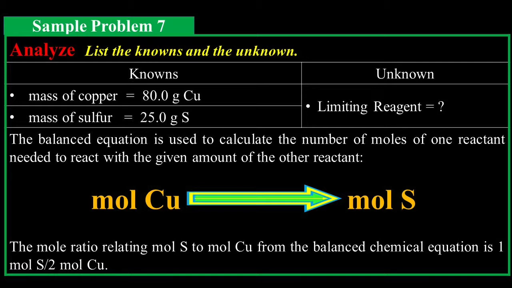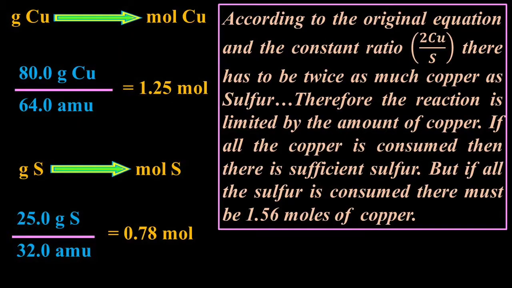The balanced equation is used to calculate the number of moles of one reactant needed to react with the given amount of the other reactant. Mole of copper to mole of sulfur. The mole ratio relating moles of sulfur to moles of copper from the balanced chemical equation is 1 mole sulfur to 2 moles copper. Now, I'm going to convert them to moles, starting with grams of copper to moles of copper.